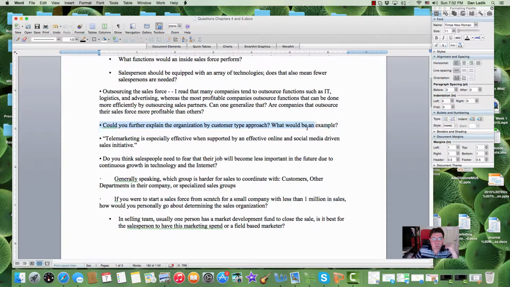Can you further explain the organization by customer type approach? What would be an example? So let's think hospitals and healthcare. Let's think pharma. As a pharma rep, you could go into doctor's offices. You could go into research labs. Totally different customer. You could go into hospitals.